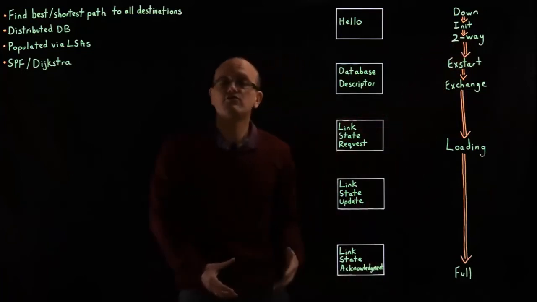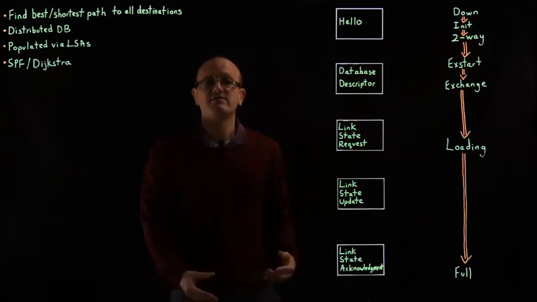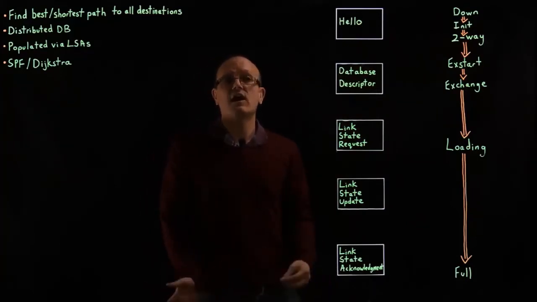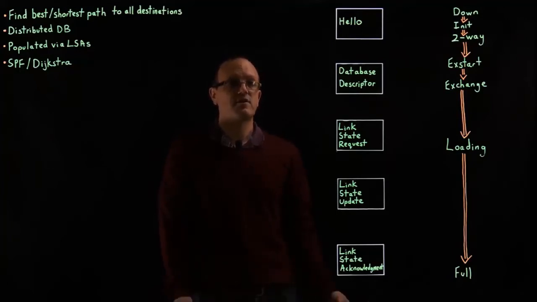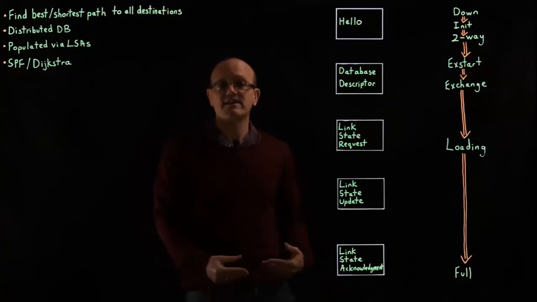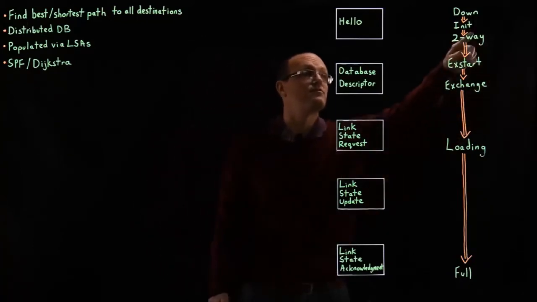We then get to the two-way state. This is when hello packets have been sent and the initial sending router has seen a hello packet come back to himself, with himself listed in that packet. He can see his router ID in the packet which he's received. So this is now said to be in two-way state.